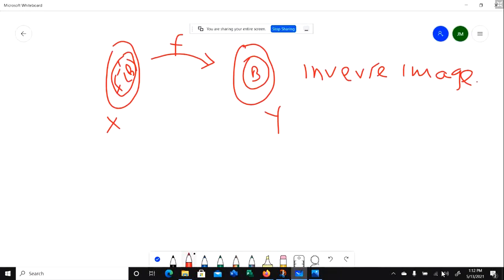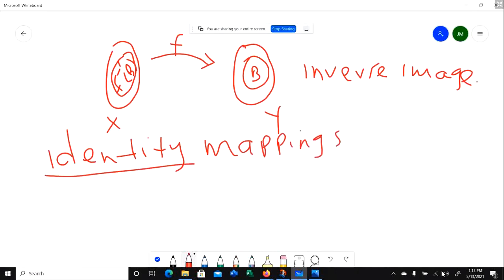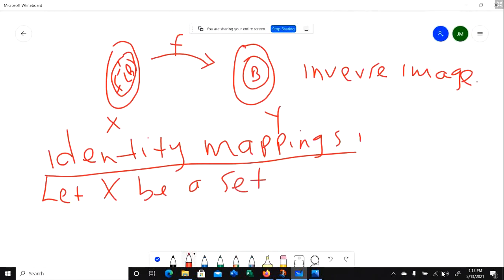Then another mapping we shall find worth mentioning in algebraic structures as we get along is what we call the identity mapping. Identity mappings are those mappings that leave the object and the image unchanged. So we can say something about the identity mapping. Let X be a set and I be a map from X to the same set X.